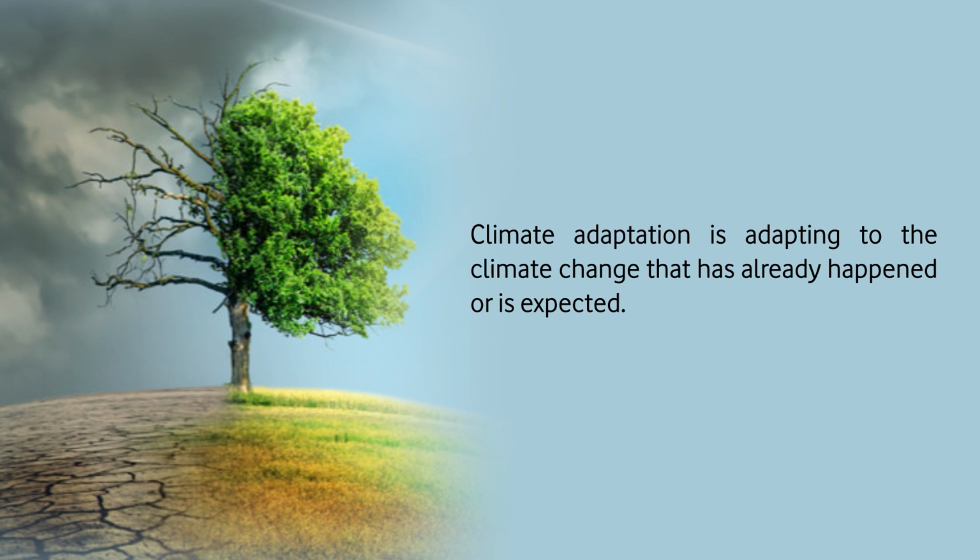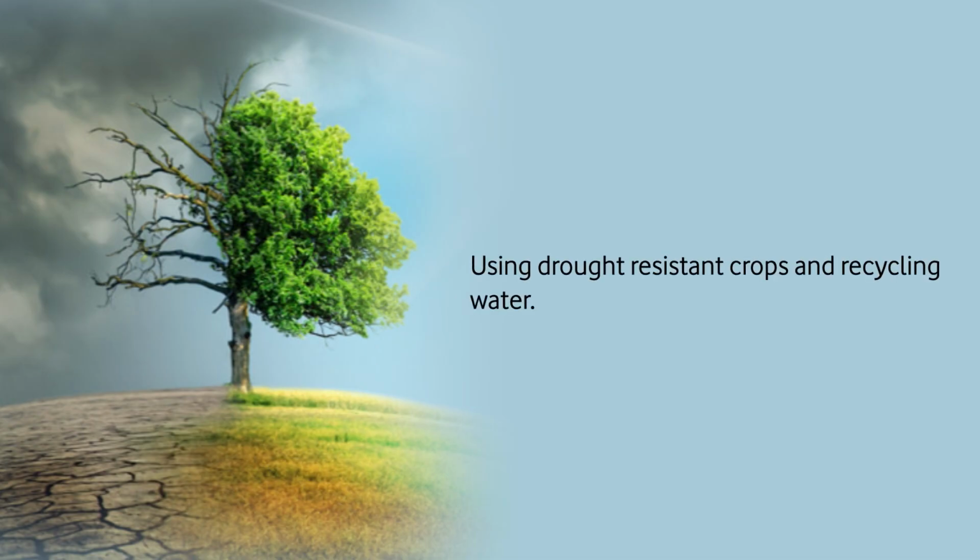Then another terminology which is climate adaptation. Climate adaptation basically refers to adapting to the climate change that has already taken place or is expected. There are many examples which we can refer to here. For example, using drought resistant crops in the agriculture sector is one example of climate adaptation, in which farmers can shift over to drought resistant crops and can prevent the agriculture losses which are caused by the climate change.